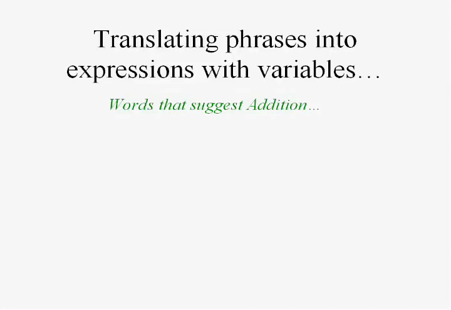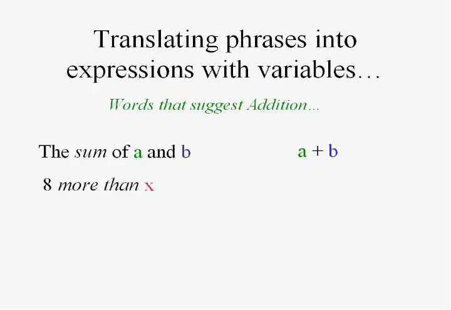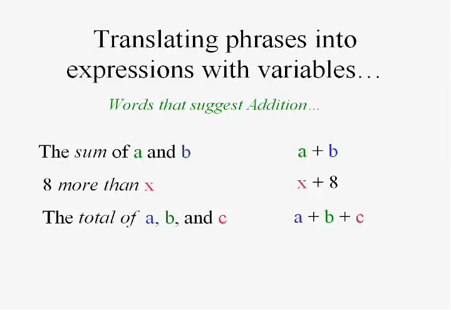The words that suggest addition: the word sum, of course. The sum of A and B means A plus B. More than is interpreted as addition. 8 more than X means I started with X, that's why I put that first, and I have 8 more than that, so X plus 8. The word total, usually for more than 2, infers addition as well. So that's going to be A plus B plus C. And increased by is another one that infers addition.